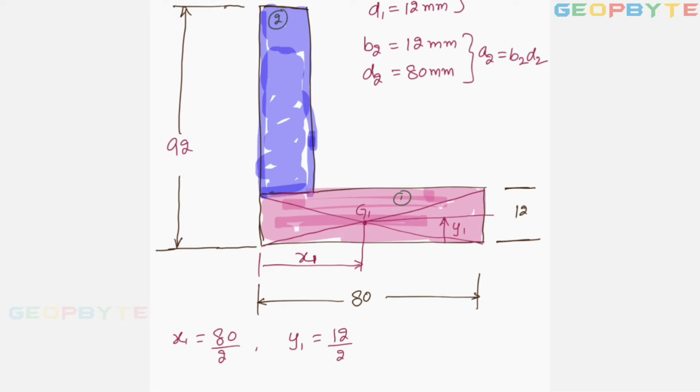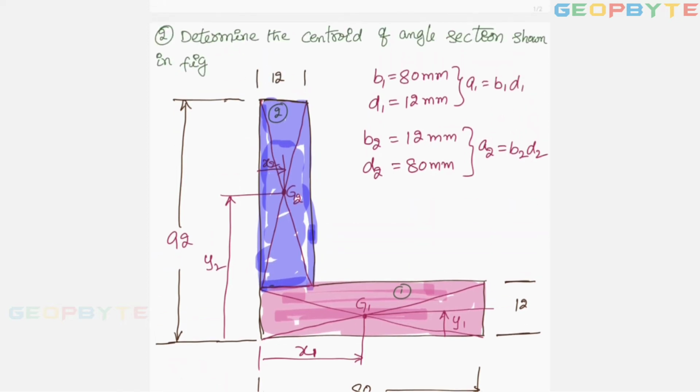Similarly, join the diagonals for section 2. Wherever the diagonals are meeting, that is the centroid for the section 2, G2. Then I can say that this is my x2 and this is the y2. Otherwise, let me mark the x2 clearly. This is the x2.